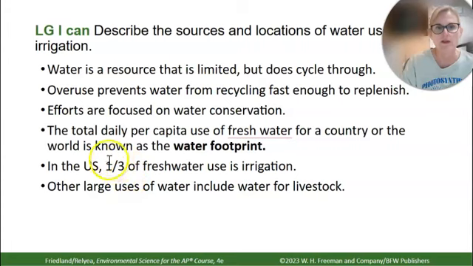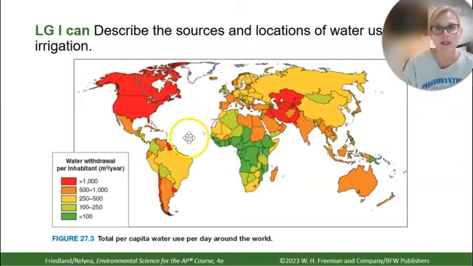In the U.S., a third of our fresh water is irrigation, so that's lower than the global average of 70%. And our other large use of water is for our livestock because the United States eats a lot of meat. Okay, so here's water for irrigation. Water withdrawal per inhabitant. So you can see the U.S. and Canada uses the most water here in red. So do some other places in the world. And you can see that there's other places that use less water per person.